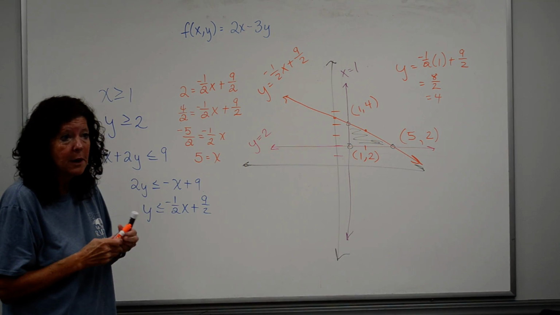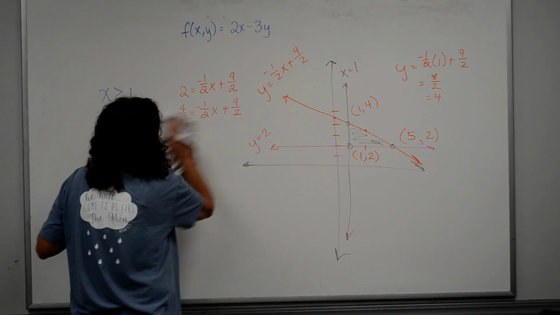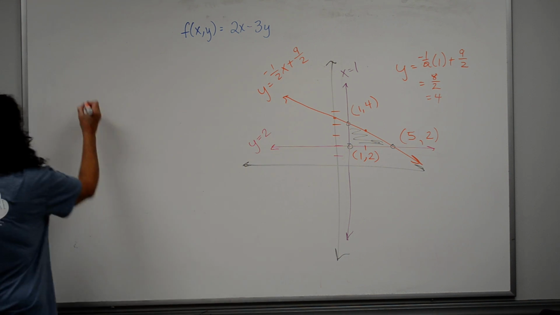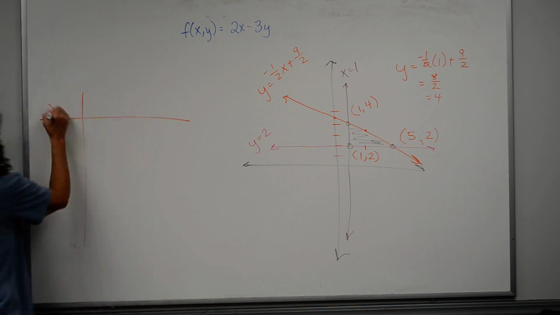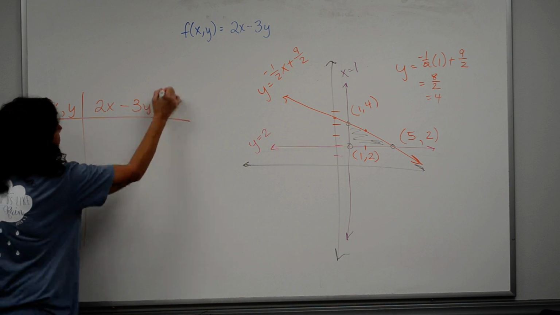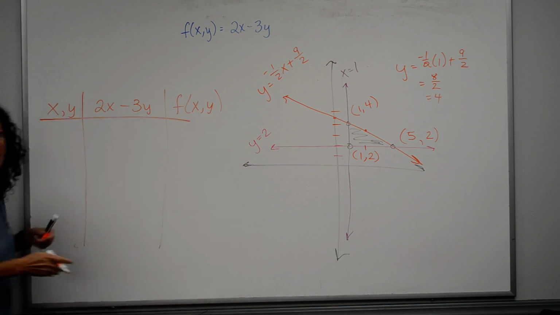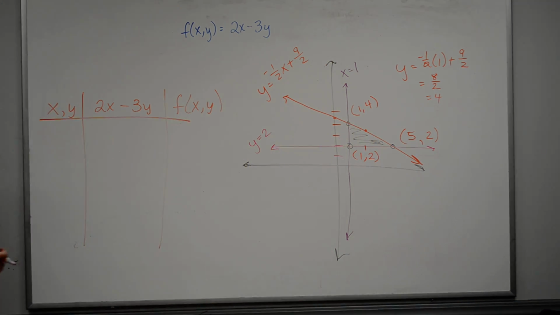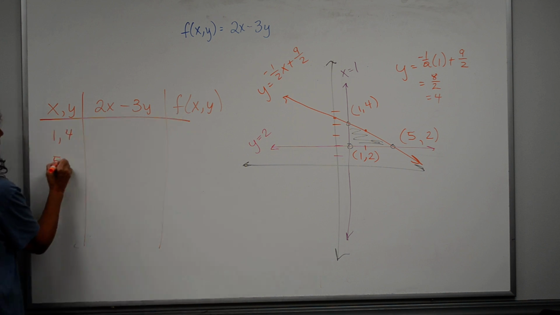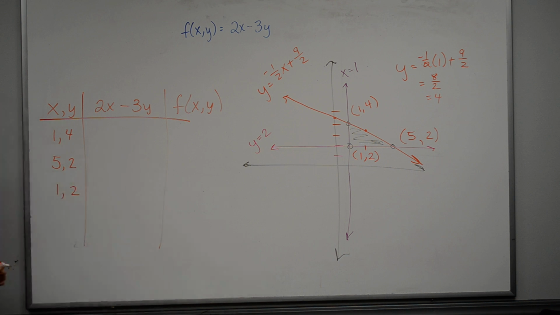Okay, so I found the 3 points. Now I've got to get some space first. But I'm going to use those 3 points to plug into that equation. So I'm going to make a table. Here's going to be my x and my y's. Here's going to be my equation. And then this third column is actually the answer that I'm going to get. And that's what it stands for, the answer. Okay, what I get when I plug the x and the y in. So I have the point 1, 4. Remember, the points are coming from over there. I have 5, 2, and I have 1, 2. Okay, so far so good.